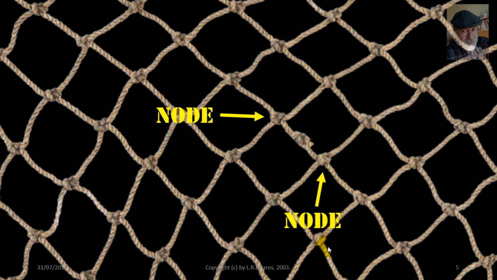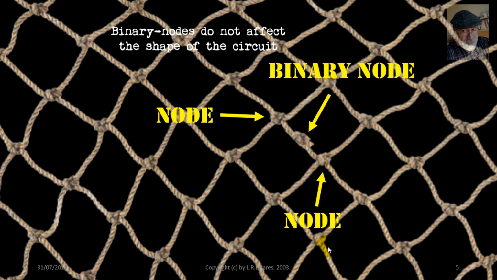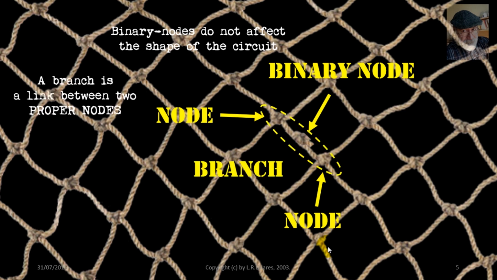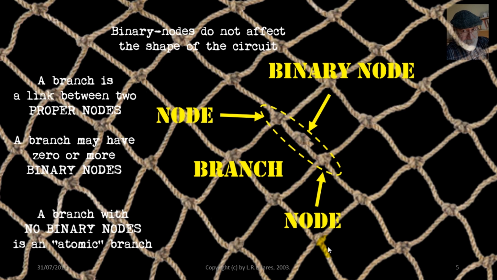And the repair knot becomes a binary node. Repeating, binary nodes do not affect the shape of the circuit, so we do not actually pay that much attention to them as we do of true nodes. And the thread becomes now a branch. A branch is a link between two proper nodes. A branch may have 0, 1, 2 binary nodes. When the branch has no binary nodes inside, we call that an atomic branch.